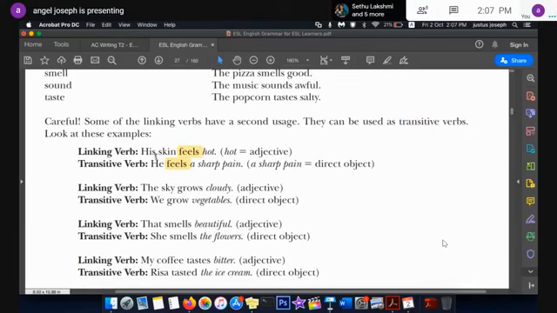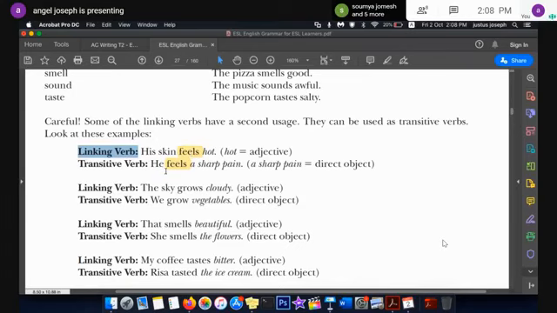So, linking verb: his skin feels hot. Hot is used here as an adjective. Feels is telling the condition of what? Skin, or his skin. Feels here is telling the condition of the skin, or how the skin is feeling. And hot here is the adjective. So this falls in the definition of a linking verb. The verb feels can be called a linking verb.